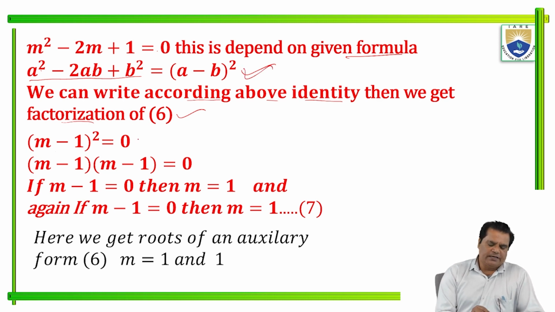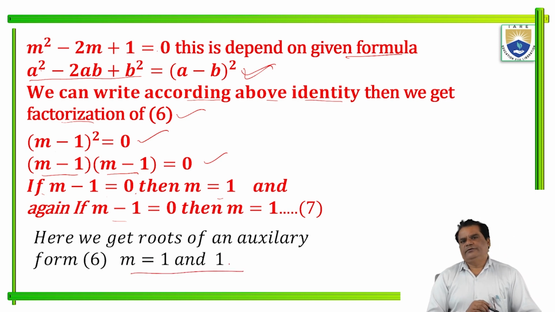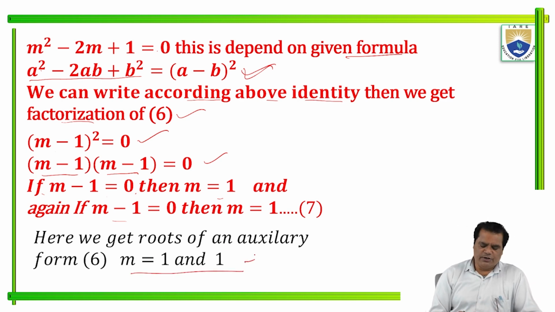So (m minus 1) whole square equal to 0. (m minus 1)(m minus 1): this factor is repeated twice, multiplied equal to 0. So if m minus 1 equal to 0, m is 1. Again if m minus 1 equal to 0, m is 1. Here we get the roots of auxiliary equation 6: m equal to 1 and 1. 1 and 1 means equal roots. Roots are equal.